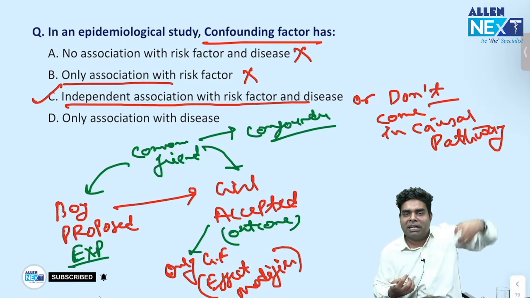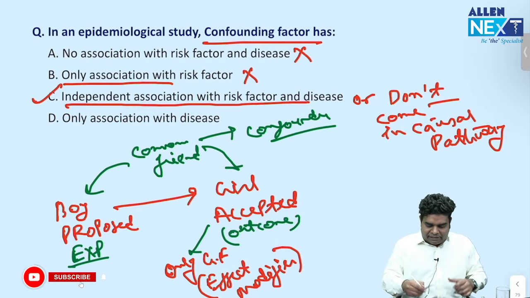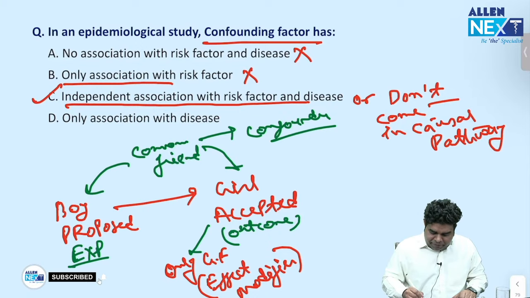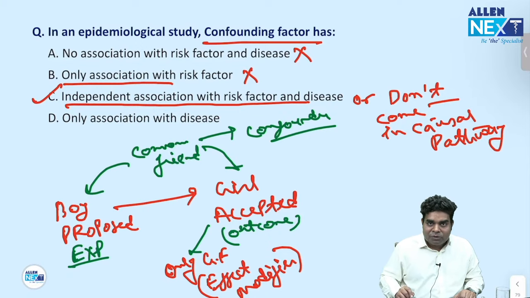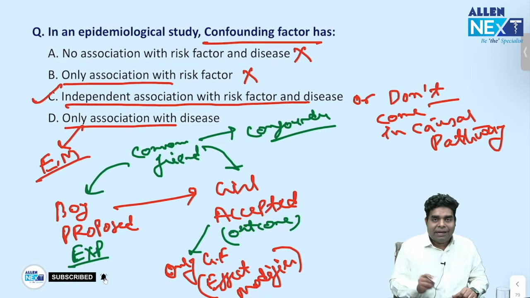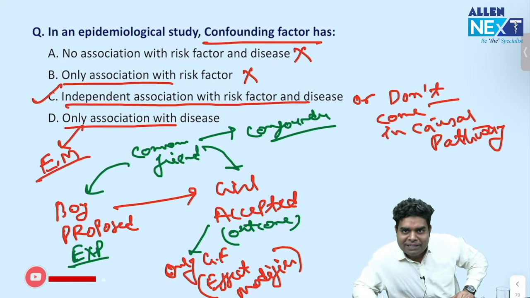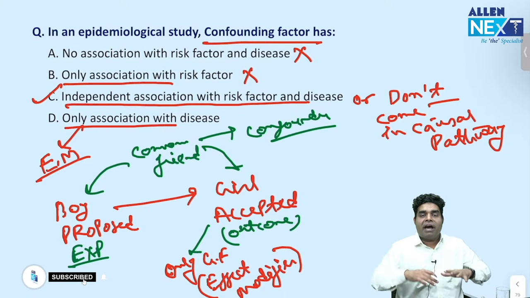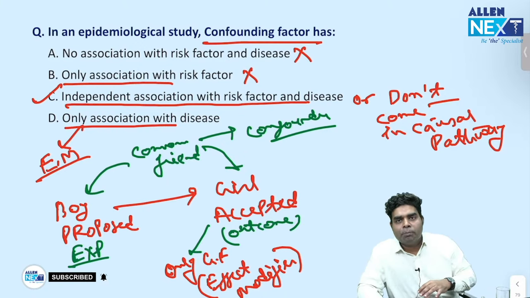They do not come in the causal pathway. That is the characteristic of both of them. And remember, effect modifier is only related to the outcome. Only association with disease, this is effect modifier. Associated with both, that is confounder. And confounder and effect modifier are both unequally distributed in the two groups because nothing in the world is equally distributed.